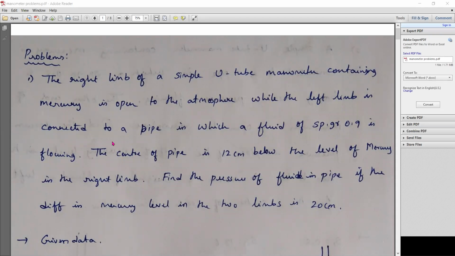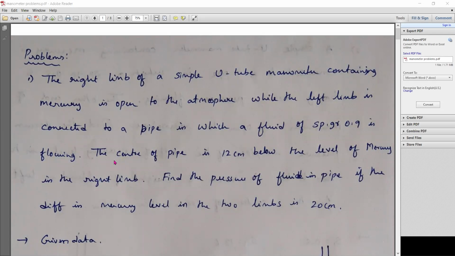While the left limb is connected to a pipe in which a fluid of specific gravity 0.9 is flowing. So in a pipe, a fluid is flowing. Which fluid we don't know, but the specific gravity is given as 0.9. So first we need to find the density of that fluid, because to find the pressure we need rho g h. Rho is nothing but density. So by using this specific gravity, first find the density. Since it is a fluid, density becomes 0.9 into 1000, 900. So 900 is the density of the fluid flowing in the pipe.